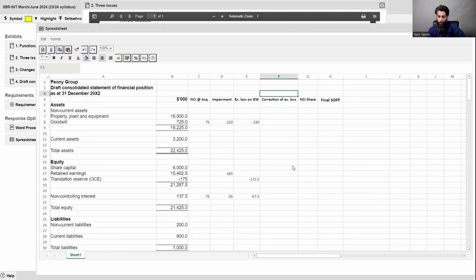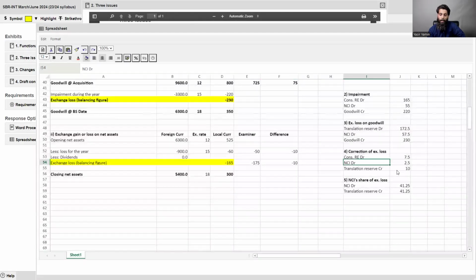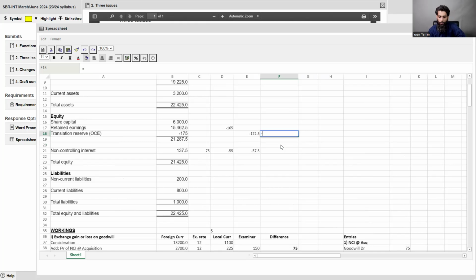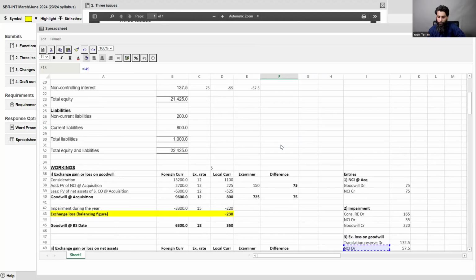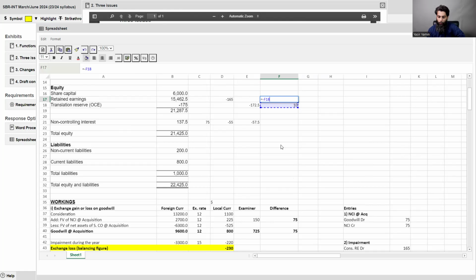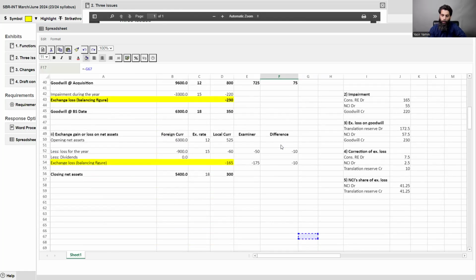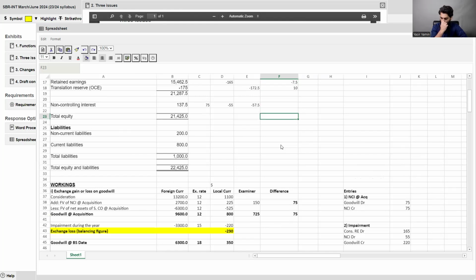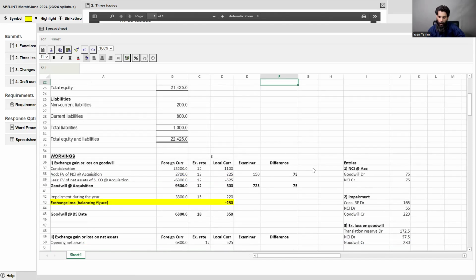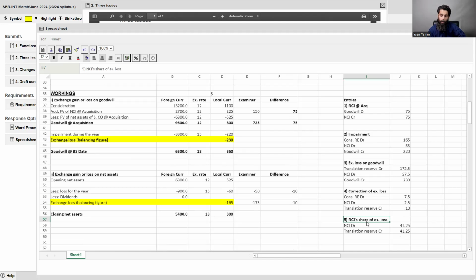The fourth adjustment is correction of exchange loss. The correction of exchange loss had an accounting entry of we increase our translation reserve but decrease our CR and NCI. So let us do that. We increase our translation reserve. So it's a positive number, 10. But we decrease our CR and NCI. So we decrease our CR by 7.5 and we decrease our NCI by 2.5.